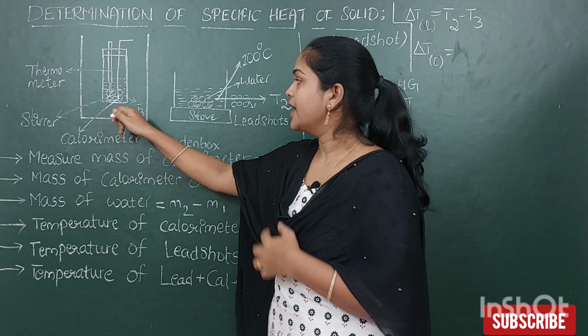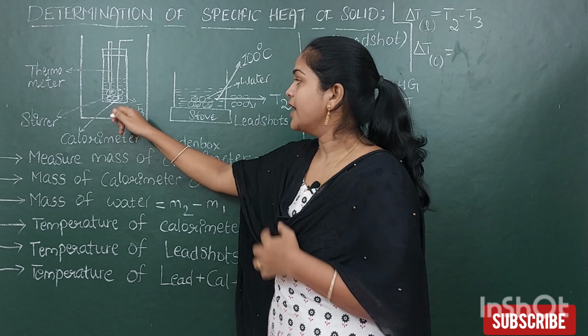Next, QC means heat of the calorimeter. What is the mass of the calorimeter? It is M1. So M1 into the specific heat of calorimeter, denoted by SC. Next, the difference in temperature of calorimeter is T3 minus T1, plus how much?